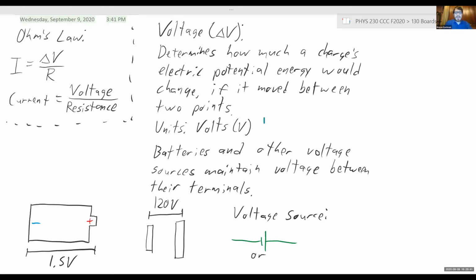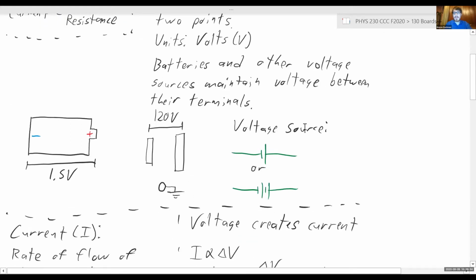It's measured in standard units of voltage, which confusingly is also written with a capital V. And the job of batteries and other voltage sources is to maintain a voltage between their terminals. Different devices will maintain different voltages. A AA or AAA battery will maintain 1.5 volts between its terminals. A 9-volt battery will maintain 9 volts. Standard wall sockets in the United States maintain 120 volts between their terminals, while the third prong is grounded. Talk a bit more about that a little later.